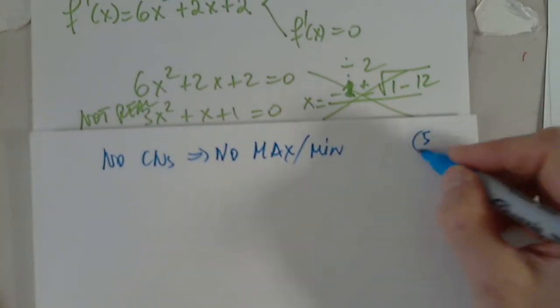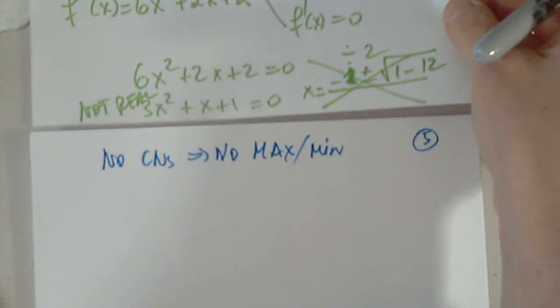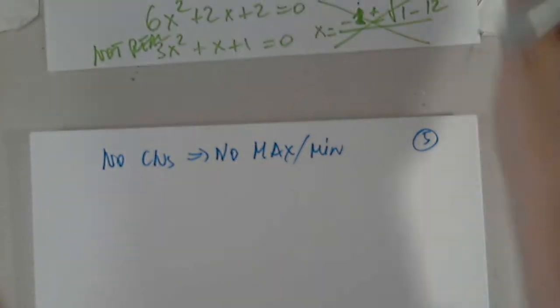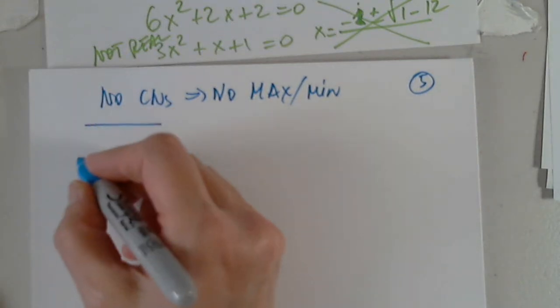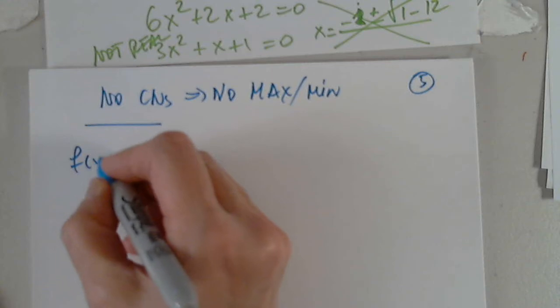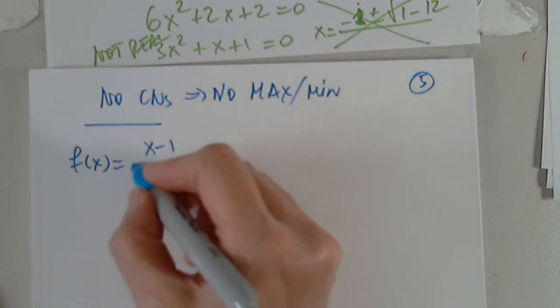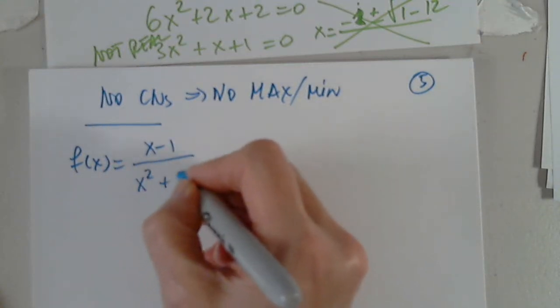So you know, you don't even have to graph it. You know way ahead that you will not have a max or min. Let's look at a rational function this time. So let's say f of x equals x minus 1 over x squared plus 4.